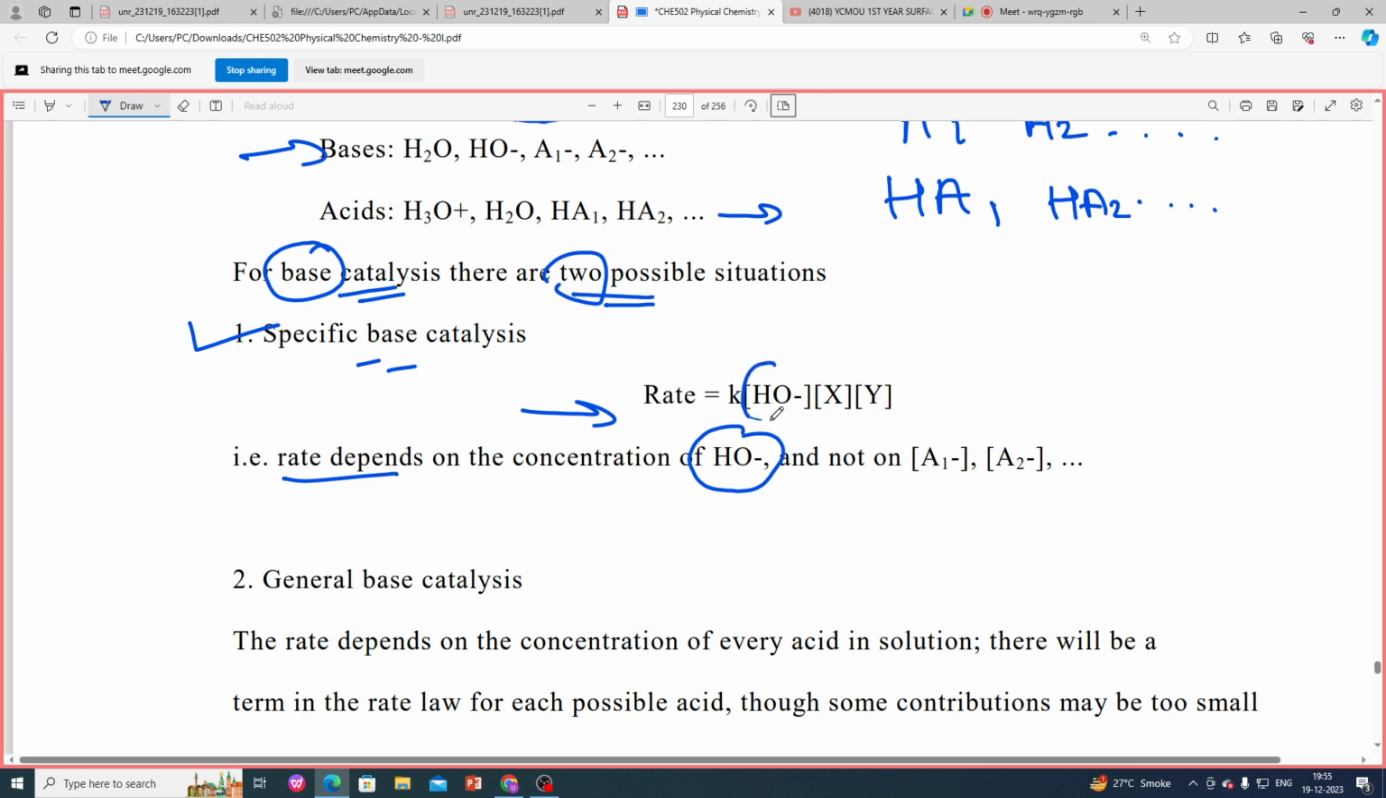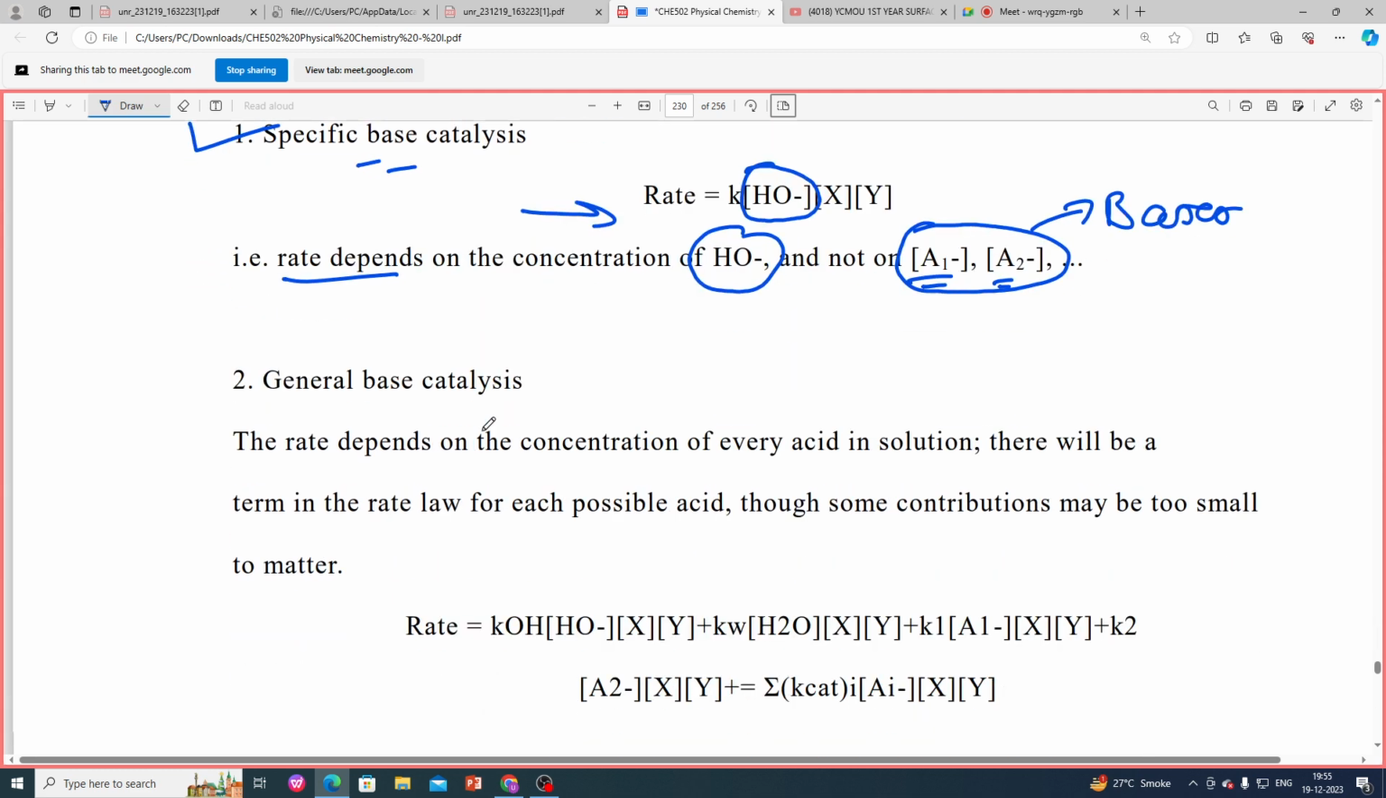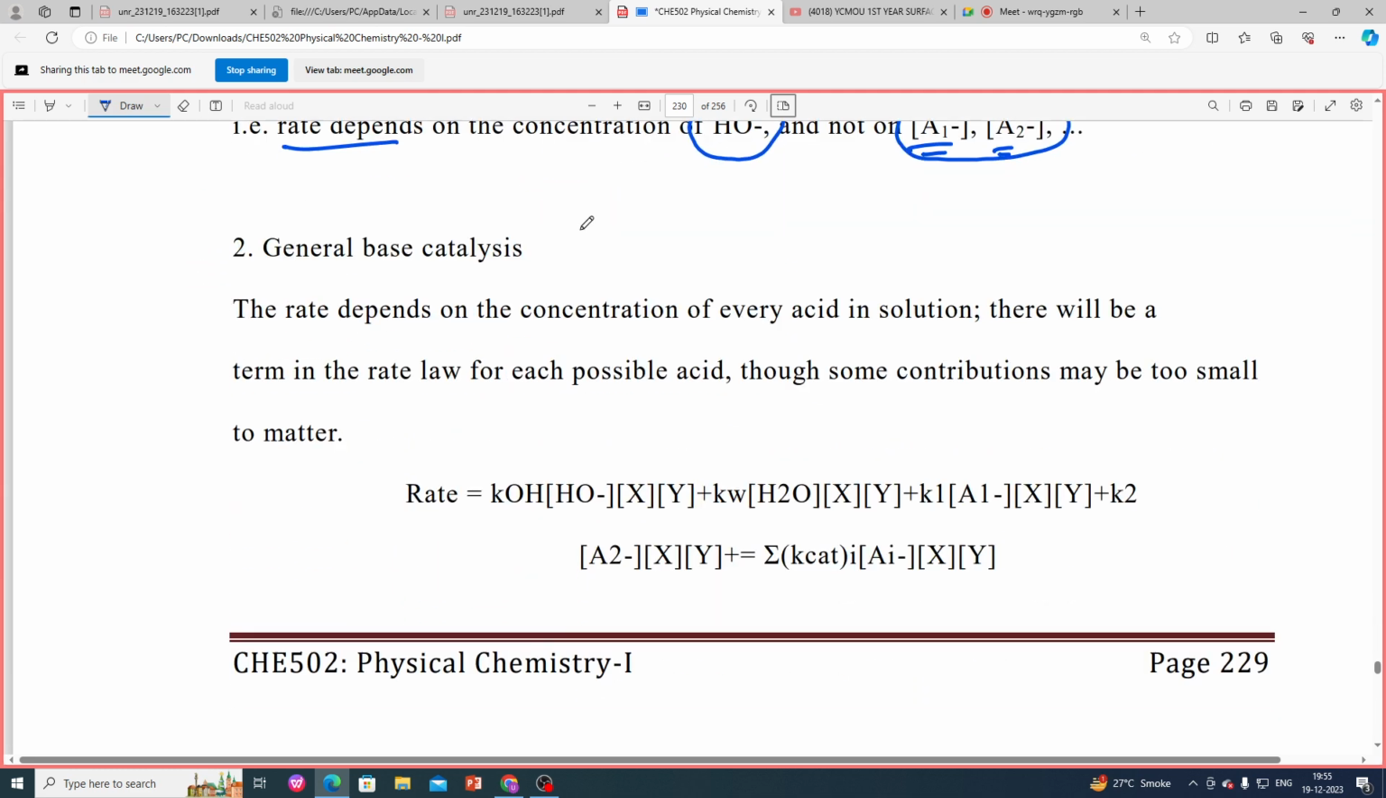Okay, yes, OH minus means the rate depends only on this factor, and not on the A1 minus and A2 minus. Okay, these are the bases. See here, A1 minus and A2 minus, these are the bases. Okay, so this is a specific base catalysis.